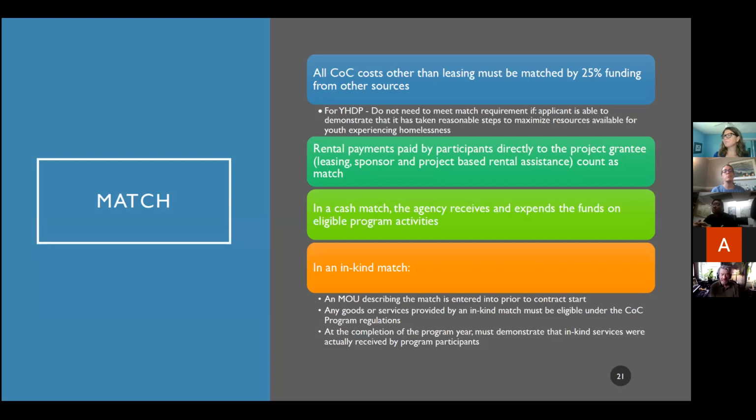Okay, match. You all know this. I don't need to spend much time on it. Obviously, all costs other than leasing of that are matched by the 25%.